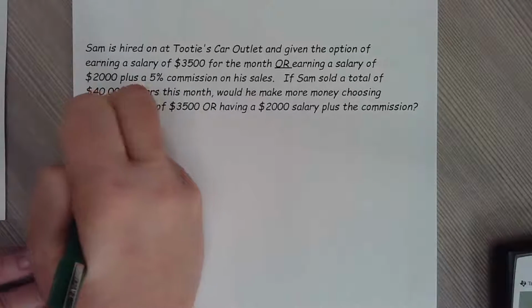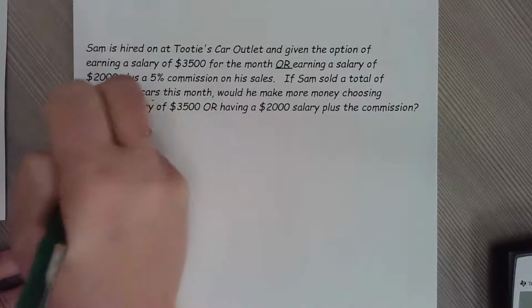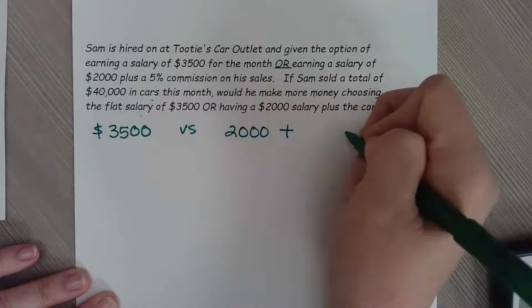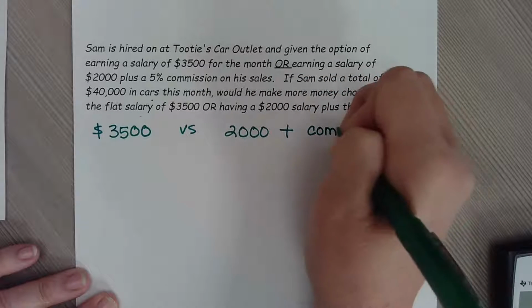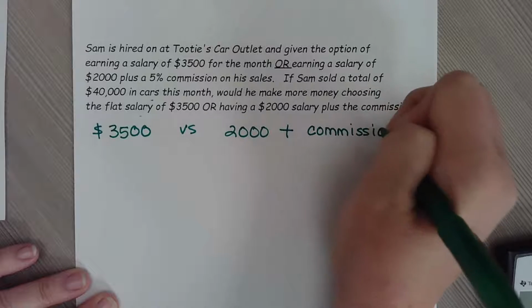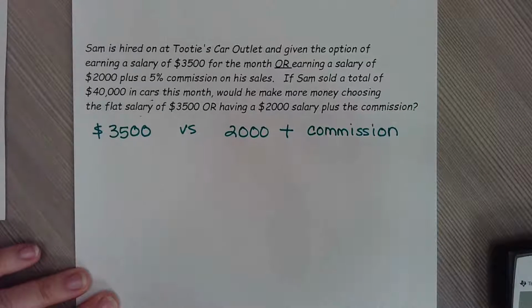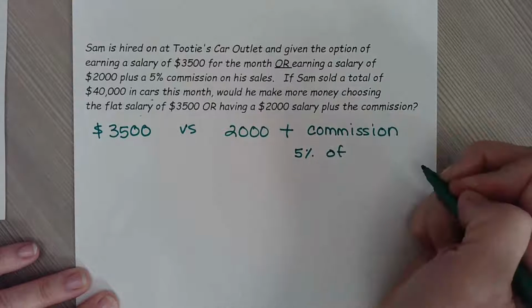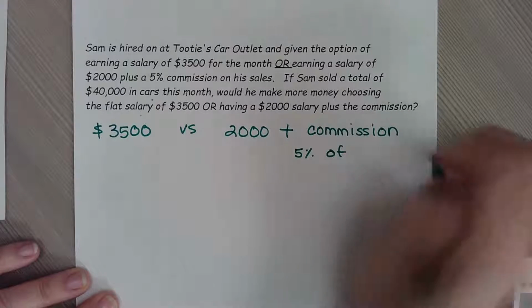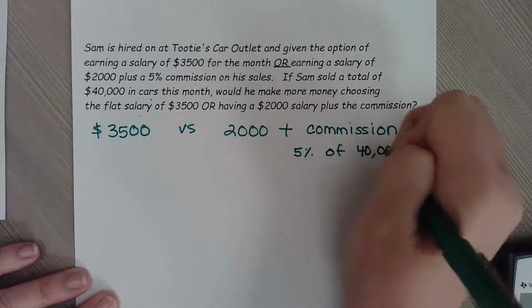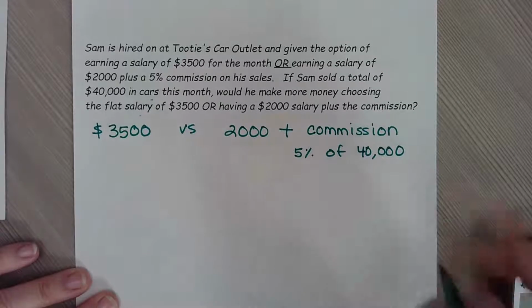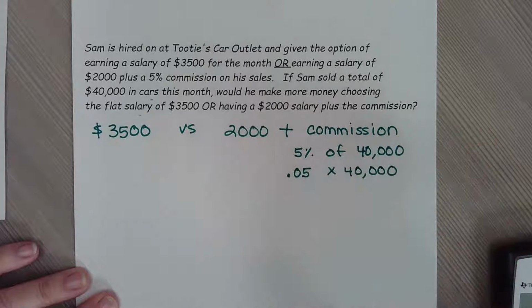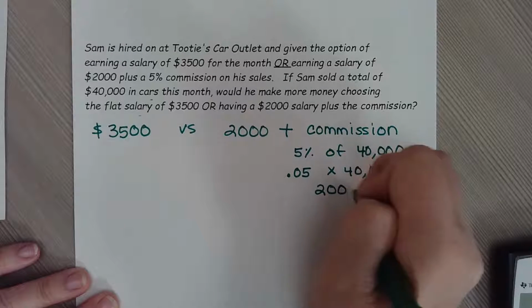So again, we are going to compare $3,500 versus $2,000 plus the commission. Now, it's kind of dangerous doing this because you never really know what you're going to sell each month, okay? So it says he's earning 5% of his sales, and his sales for the past month were $40,000. So let's find what 5% of 40,000 is first. 0.05 times 40,000. And that would give us 2,000.